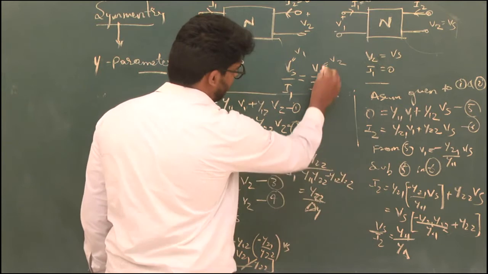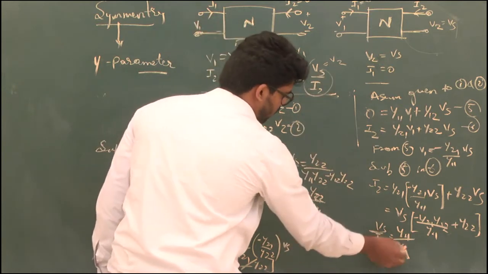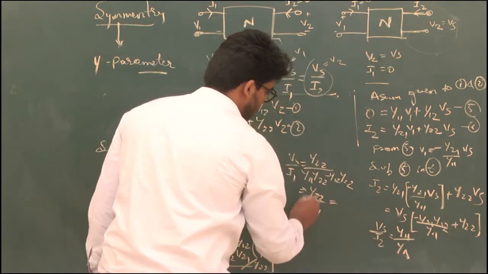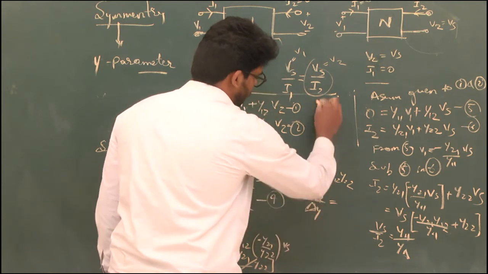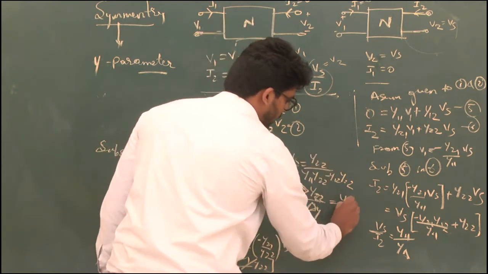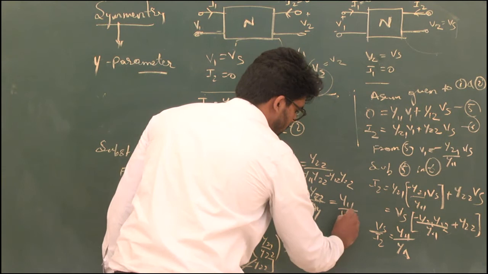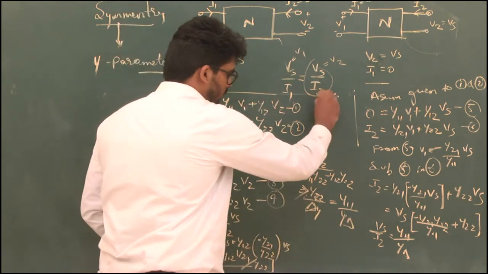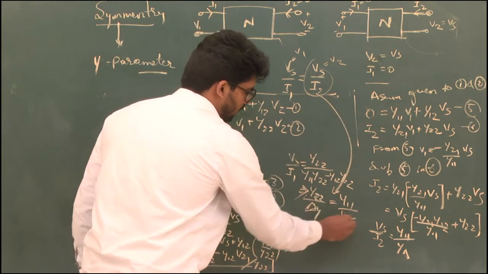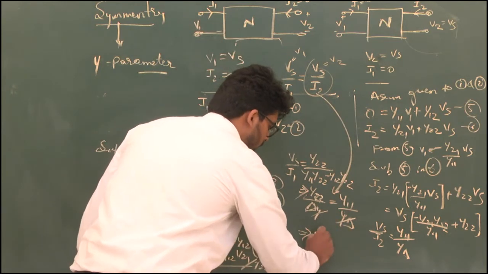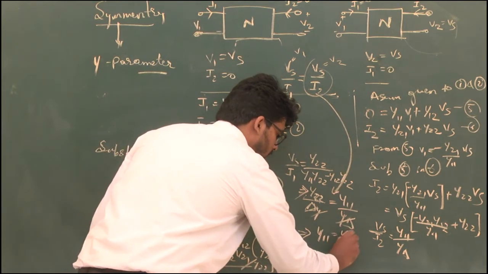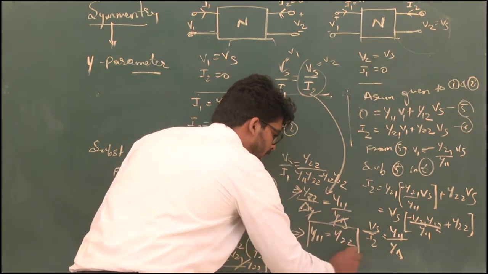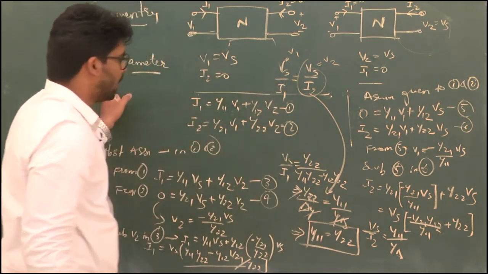So Vs by I2 equal to what? We got Y11 by Y delta. So equating the input impedance and output impedance, you cancel both things. So finally you obtain Y11 equal to Y22. So this is the symmetry condition of Y parameter.